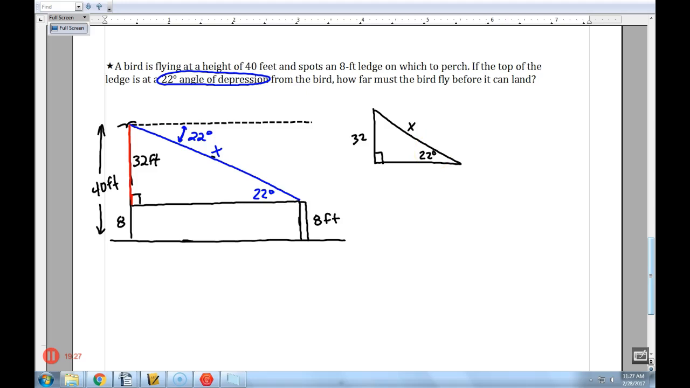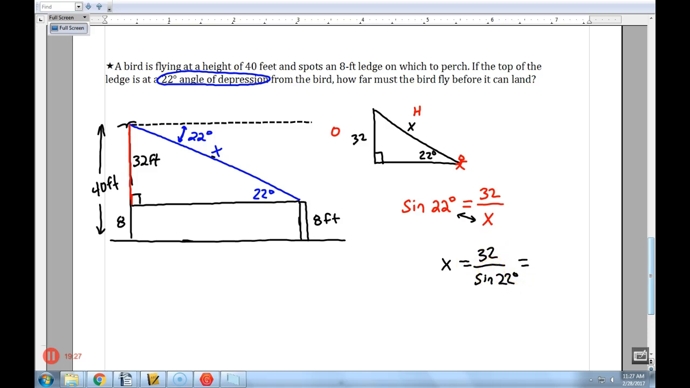So point of reference, or your guy, goes here. This is going to be the opposite. This is going to be the hypotenuse. Opposite and hypotenuse, well, that is sine. The sine when standing at 22 degrees is the opposite over the hypotenuse. I'm going to use the trading places method that I used earlier. If X is on bottom, these two can just trade places. And X equals 32 divided by the sine of 22 degrees.